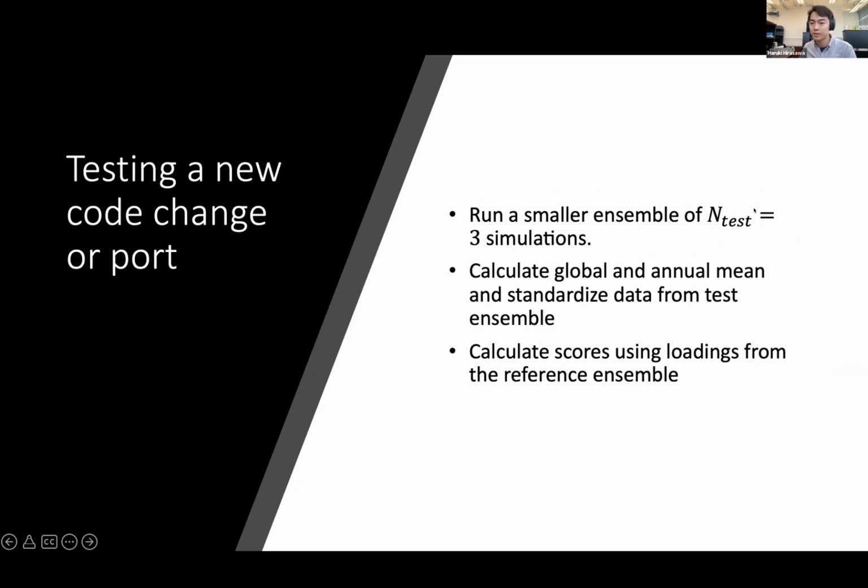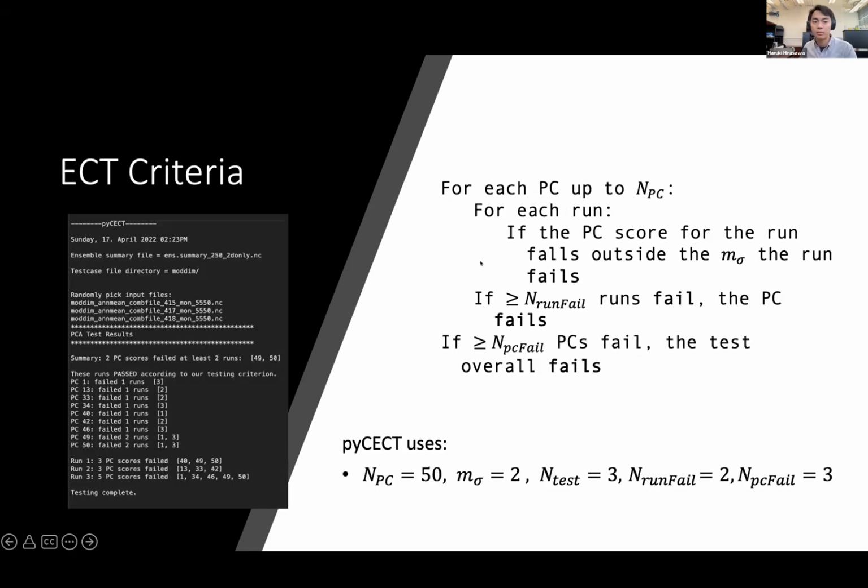Okay, so when we move to a new machine and we want to verify it, we run a small ensemble of 3 simulations, and again calculate the global and annual mean, standardize it, and then calculate the scores using the PCA loadings from the reference ensemble. And then we run the test. There are essentially 3 steps. First, you go through all the principal components, and for each run, for each principal component, you check if the PC score falls outside of the 2 sigma range.